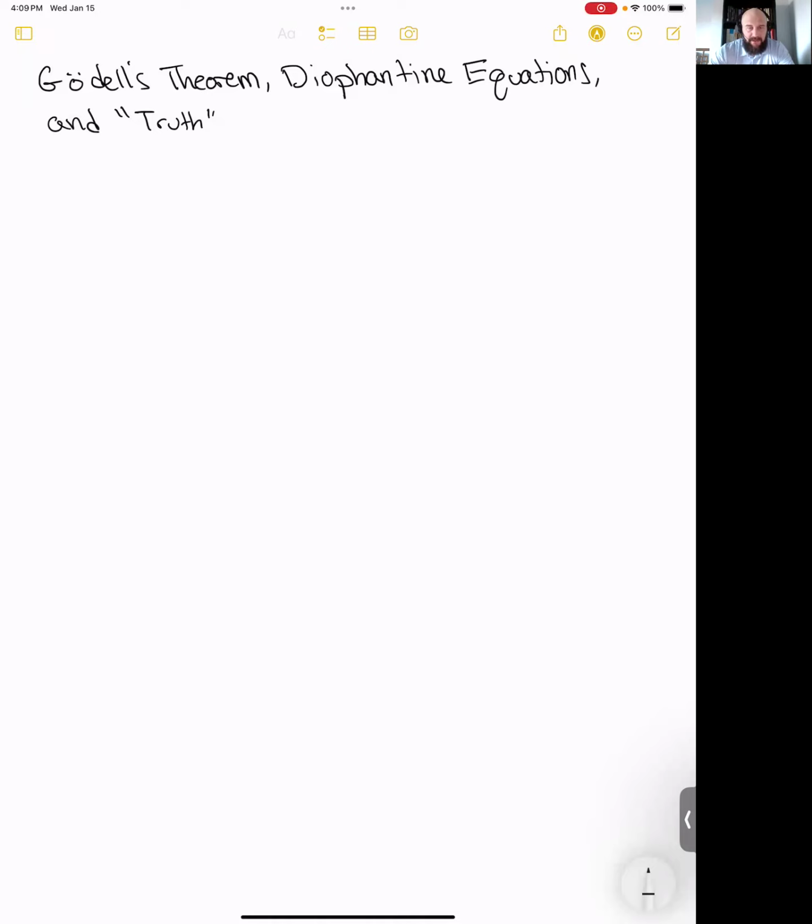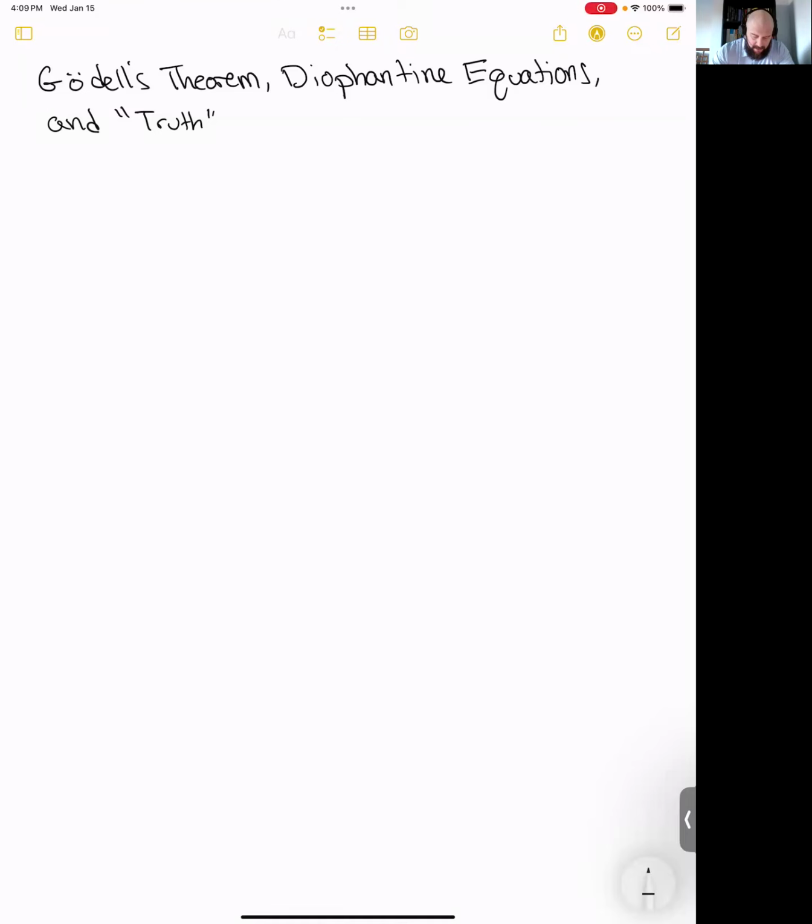And today I want to do a little bit of a discussion going back to one of my favorite topics, Gödel's theorem. And I want to elaborate on something I brought up before about Diophantine equations. And I want to just paint a picture of some tension between what it means for mathematical statements to be true.